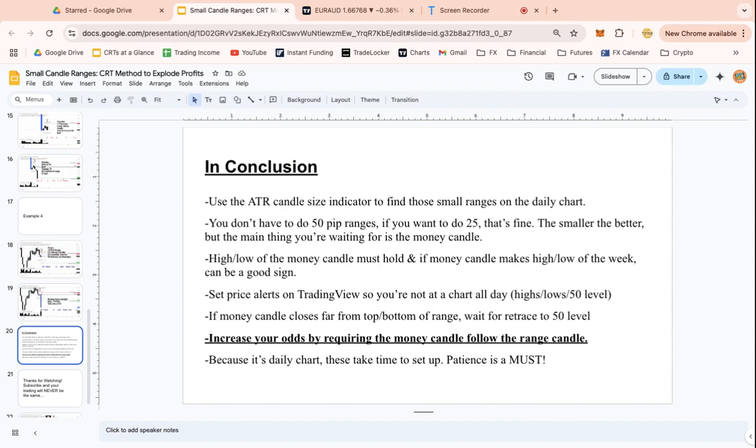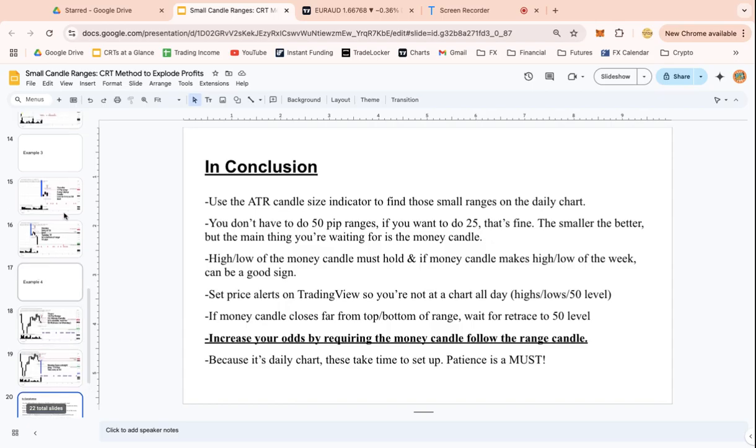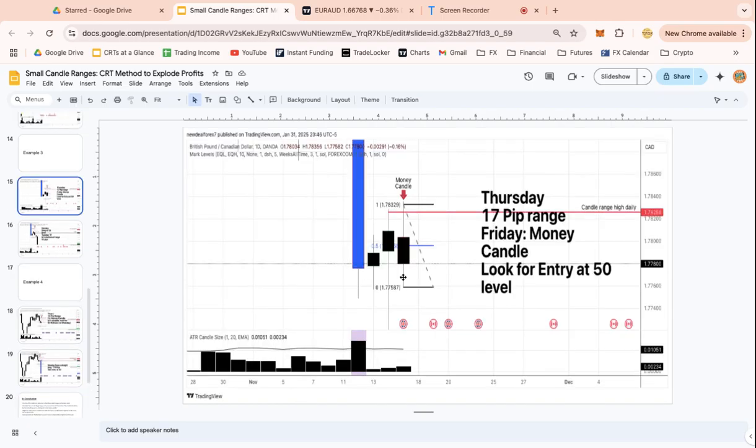Okay. You can also increase your odds by requiring the money candle to follow the range candle. What do I mean by that? What I mean by that is this. Once you identify a range candle like this one here, if the money candle is not the next day, the trade's no longer valid. All right. Let's say the money candle will come 2 days later, where price raises the high and then closes back below it. While that can happen, probability drops. You want the highest probability for the move to come immediately, not later on.